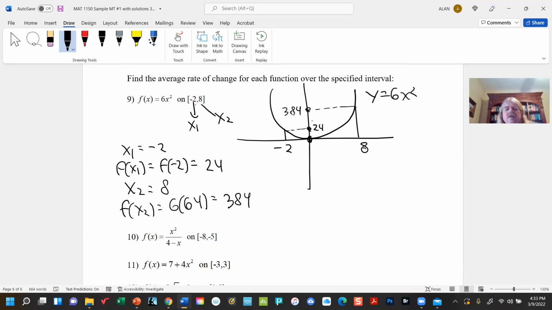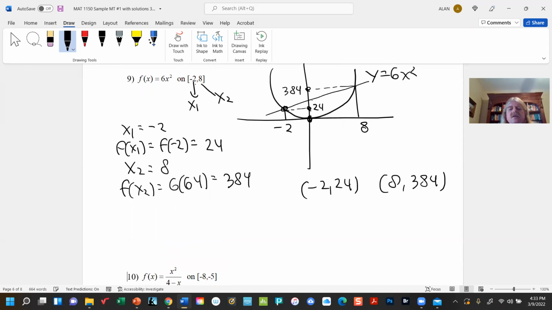So we're looking at the average rate of change, which means the slope of this line that connects the two of them. You're connecting the point -2 comma 24 with the point 8 comma 384. So now you're basically doing the slope. The formula looks very mysterious, but it's just the slope of the line that I've just drawn here. It's the secant line, actually, to this parabola through those 2 points.